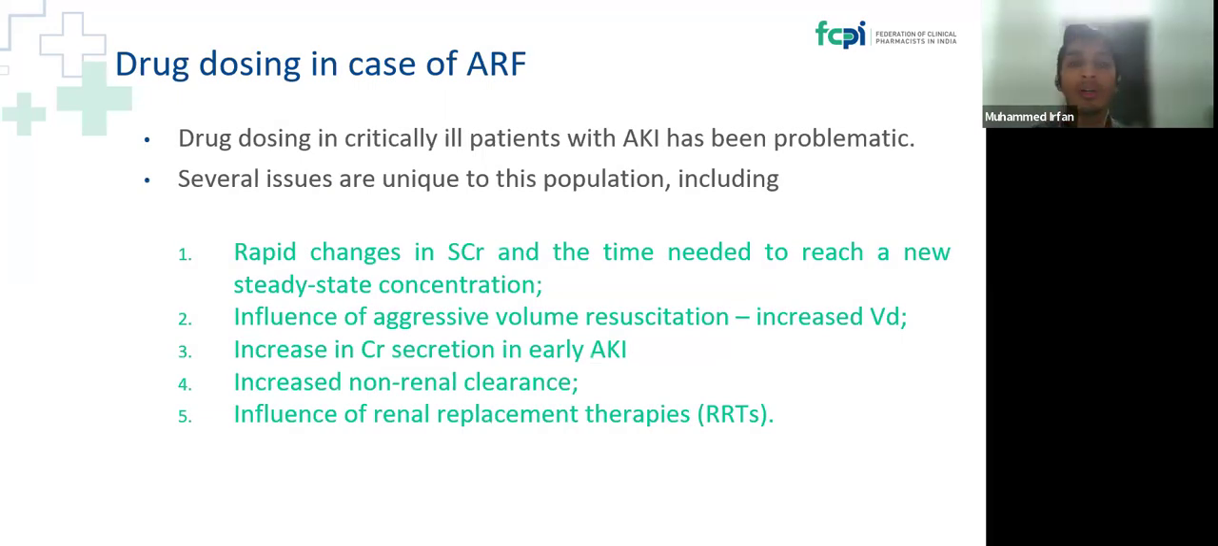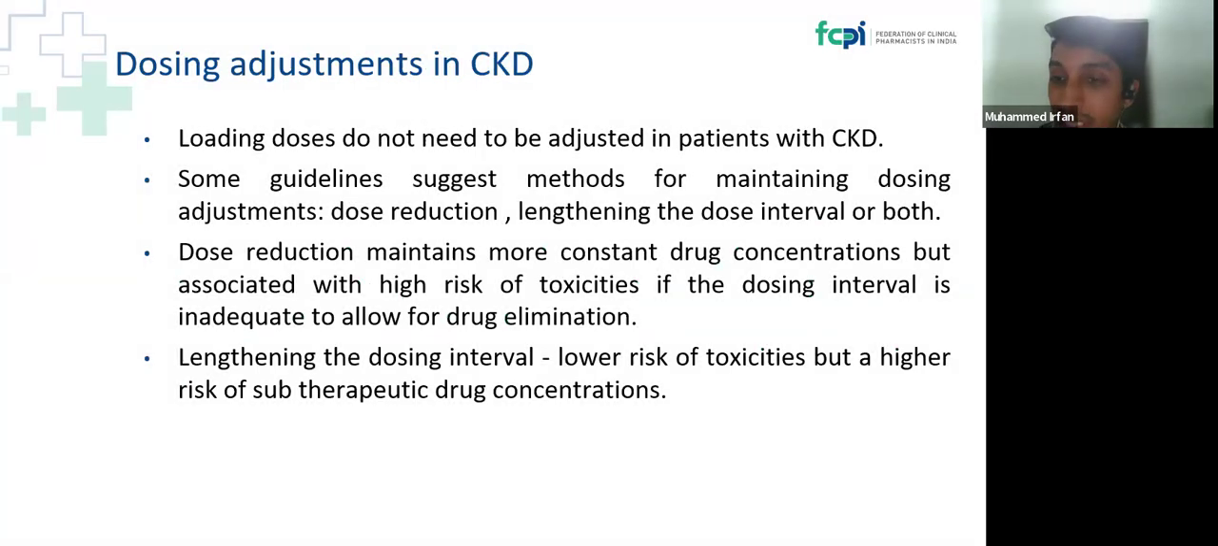So how we are dosing, that is modifying the dose of drug in case of ARF, that is acute renal failure. Drug dosing in critically ill patients with AKI has been problematic. Several issues are unique to this population, including a rapid change in serum creatinine, the time needed to reach a new steady state concentration, and the influence of aggressive volume resuscitation, in that it will increase the volume of distribution. There is also an increase in creatinine secretion in early AKI, an increase in non-renal clearance, and the influence of renal replacement therapies, that is RRTs. And dose adjustment in CKD.